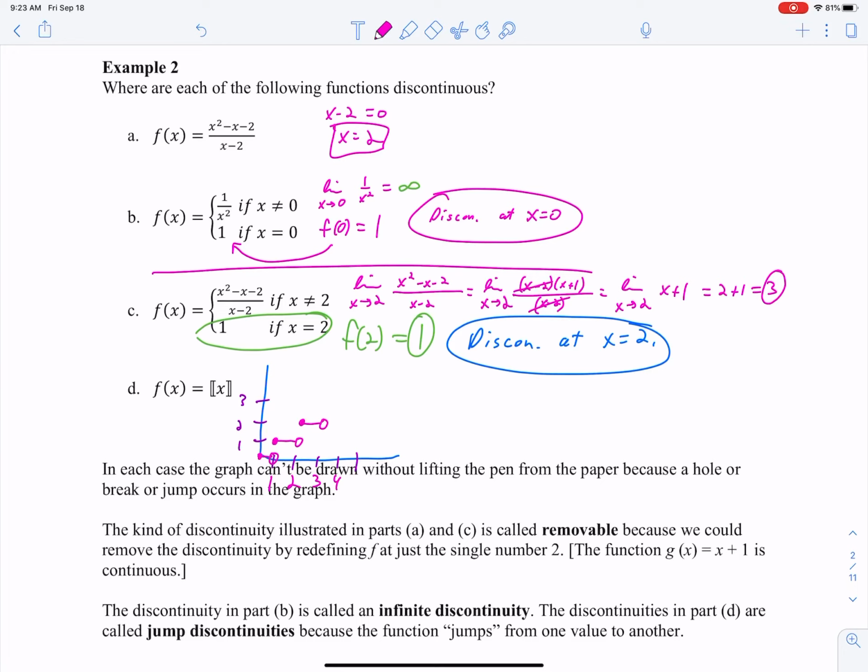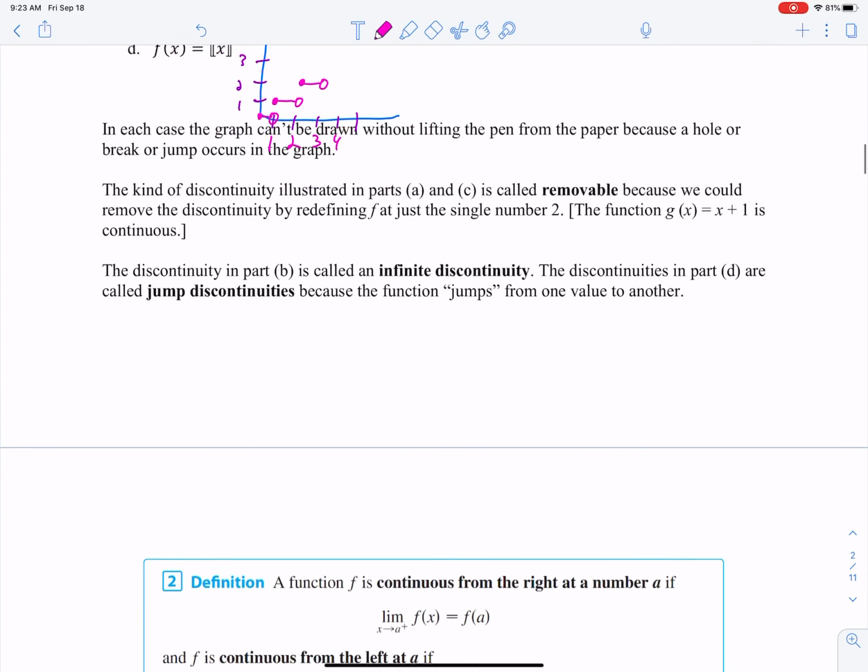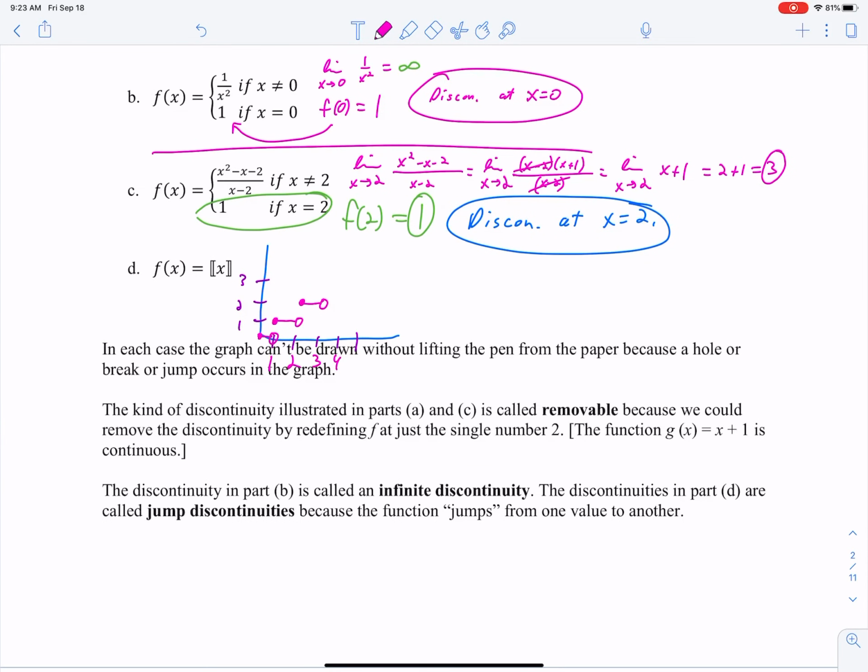Okay. All right. So in each case, the graph cannot be drawn without lifting the pen from the paper because a hole or break or jump occurs in the graph. The kind of discontinuity illustrated in parts A and C is called removable because we could simply redefine the function at that value to equal the limit value. We could do that if we wanted to. The function g of x equals x plus 1 is continuous, right? That's what we did right there, that work we did simplifying. The discontinuity in part B is called an infinite discontinuity. The discontinuities in part D are called jump discontinuities because literally the function jumps from one value to the other. That's that step function.